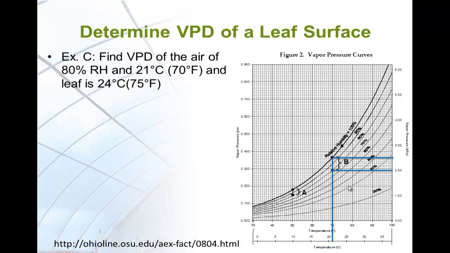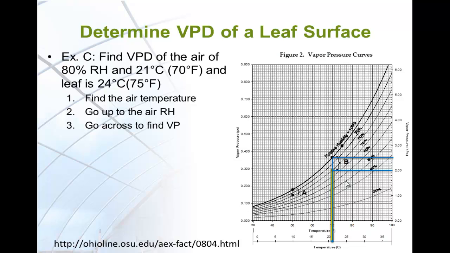So in this case, we first find the air temperature, which is 21 degrees C. Then we go up to the air relative humidity, which is 80%. Then we go across horizontally to find the vapor pressure. That gives 2.00 kilopascal.